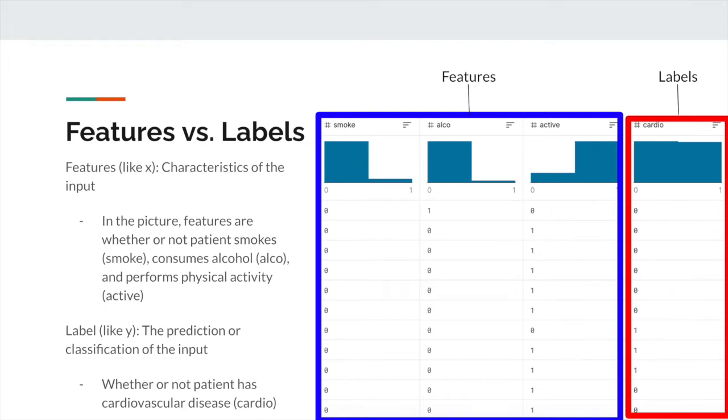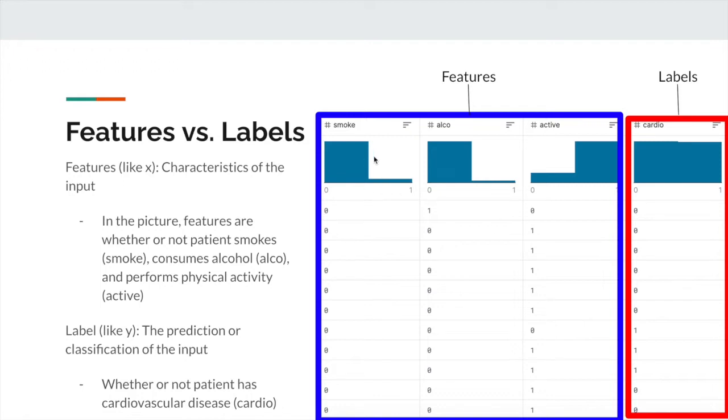Another thing to clarify before we get into the specifics of decision trees is what are features in machine learning versus labels. So in machine learning, we're trying to predict something about some data, right? And this data can be from anywhere. In this image that you see here, each row of this table corresponds to some medical patient, and all four of these columns correspond to some data about this patient.